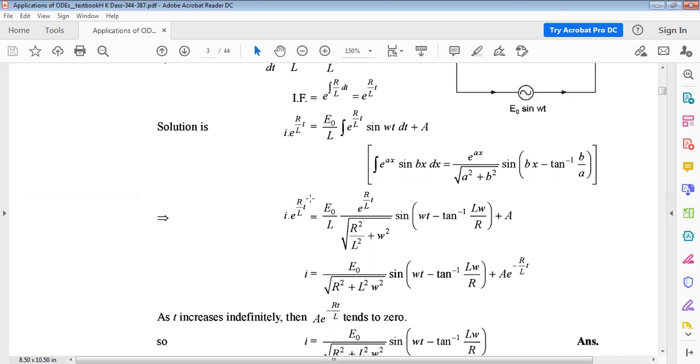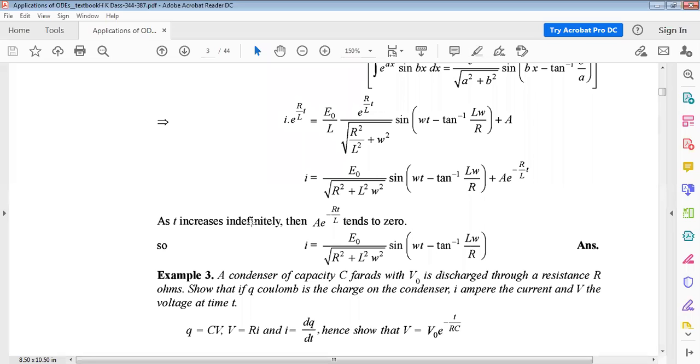So I equals what? We have to divide by this, and after dividing, this will be cancelled. So only E naught divided by the square root of R square plus L square omega square, times sine of this, plus A times e to the power minus this, because of the division.